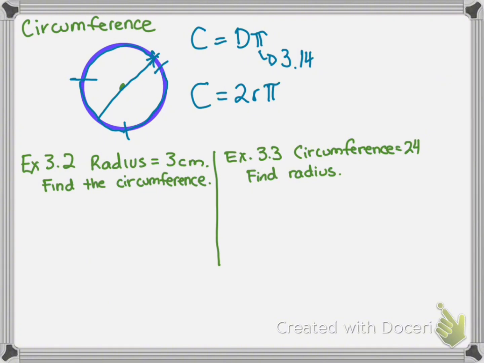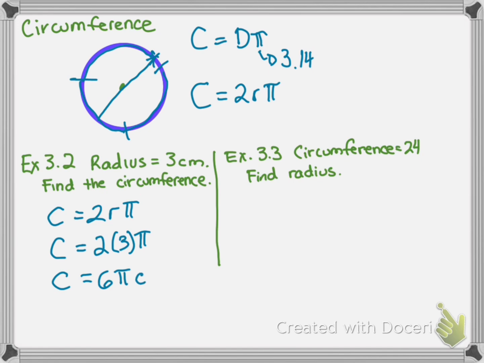In example 3.2, they tell us that the radius is 3, and we just have to find the circumference. So in this case, we just use the formula with the radius, so 2r pi, and substitute. So in this case, it's 2 times 3 times pi. We can just leave it with pi, no problem. It's the exact answer. 2 times 3 is 6, 6 pi centimeters.